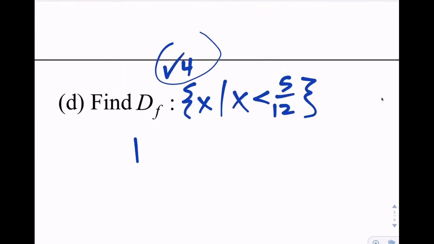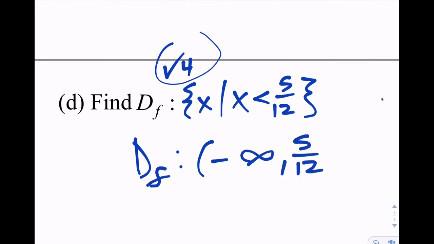Some people went ahead and did interval notation. That would be everything from negative infinity up to 5/12 non-inclusive. Some people gave both. Do you ever want to do that on a free response? No, because if one of them's right and the other one's wrong, you don't get bonus points if it's right. You only lose points if one of them's wrong. So don't volunteer more information. Pick your favorite notation and go with it.